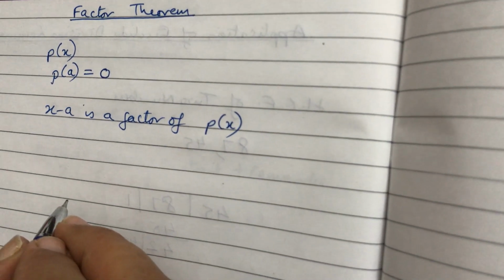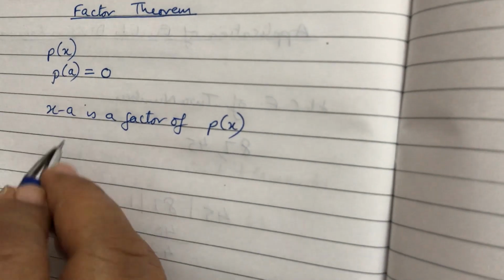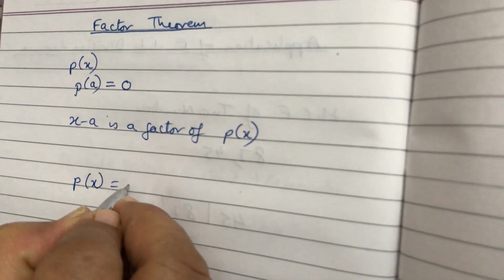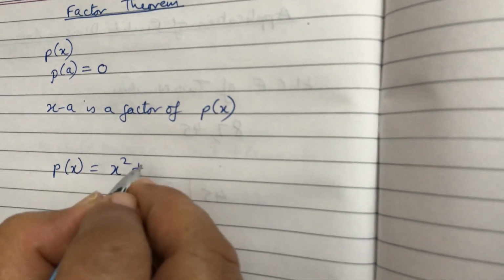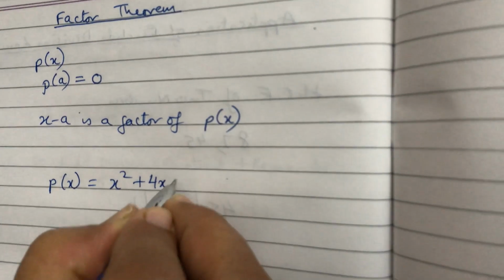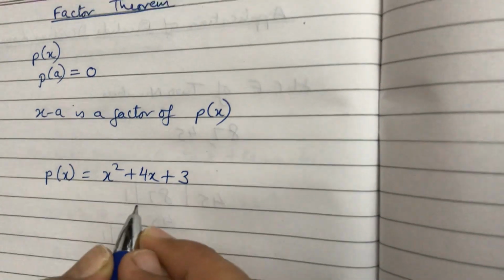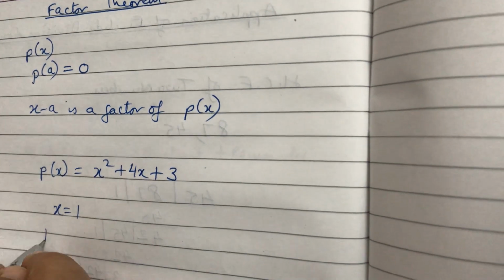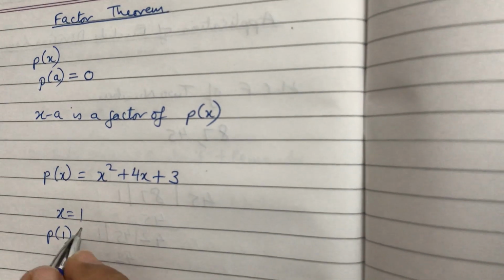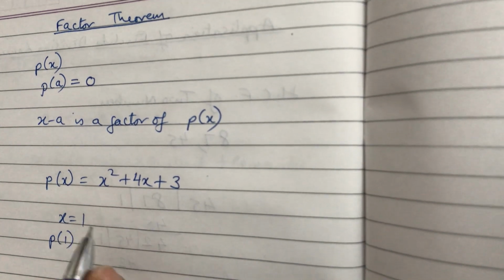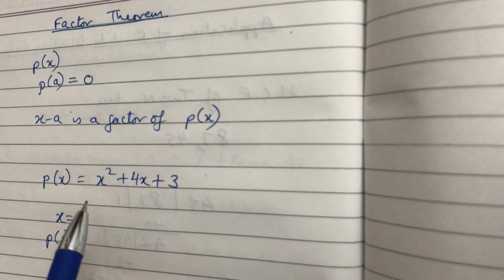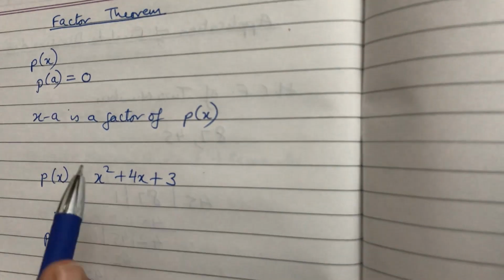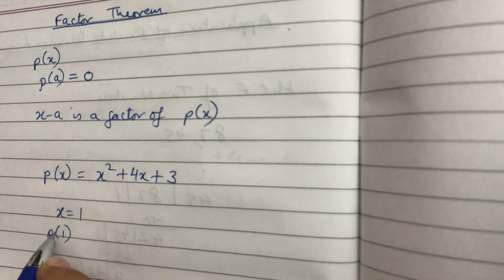This will be understood better if we take an example. Let's take a polynomial p(x) as x square plus 4x plus 3. I try to take the value of x equal to 1, and by the hit and trial method I am going to try to find a 0 of the polynomial. Why a 0 of the polynomial? Because I want that particular value of a which will make the polynomial a 0 polynomial. So by the hit and trial method we try.